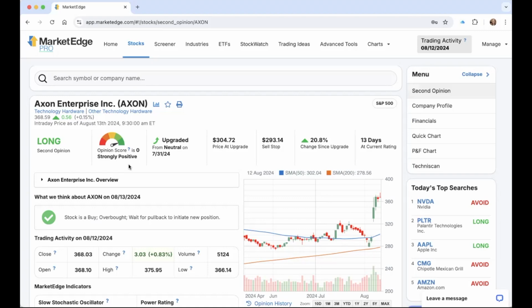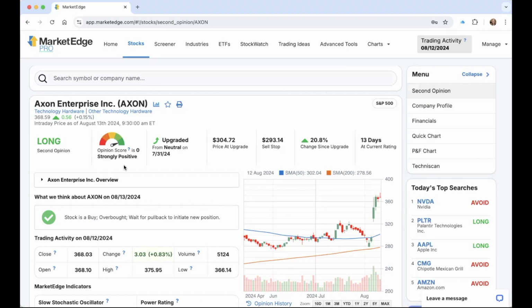So an opinion, let's say of long, like this one, where the score is 0, what that means is that opinion is strongly positive. Its strength is strongly positive. It is a strongly confirmed long. As the opinion score decreases for a long, that means that its strength is deteriorating. So it's not as strong of a long anymore. So we've added this gauge graphic to visually demonstrate what exactly that means. So a long of -3, although it is still a long, would be strongly deteriorating at that point.